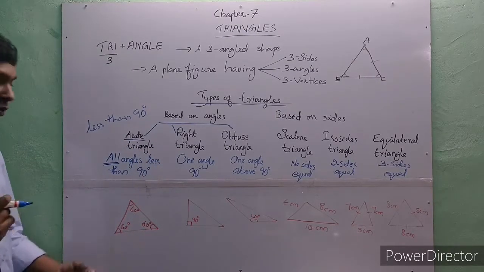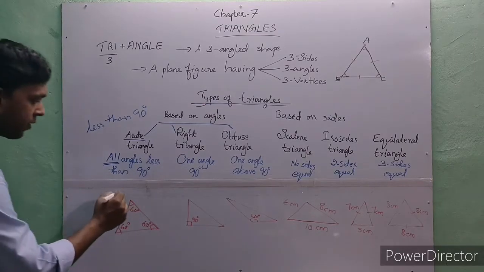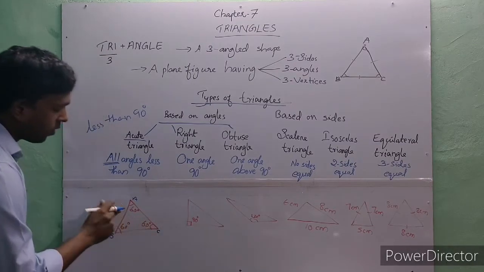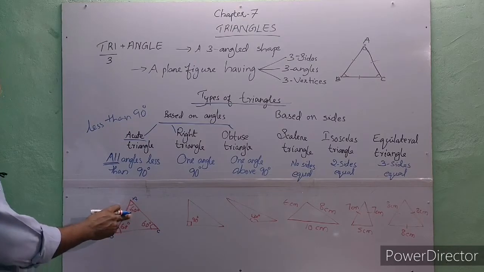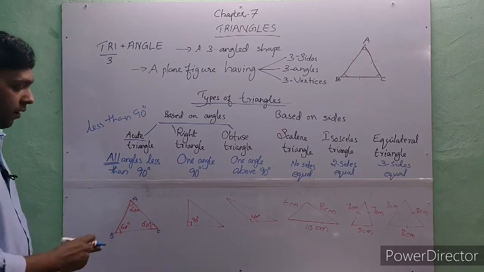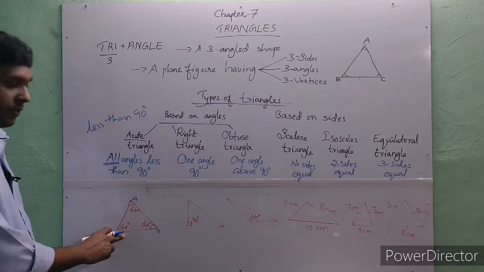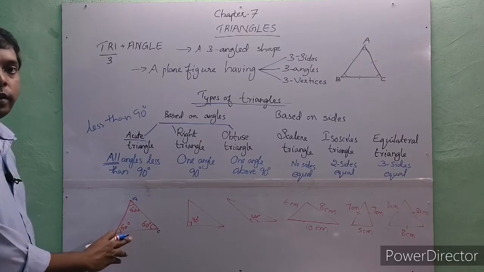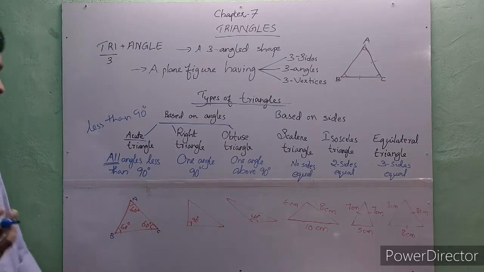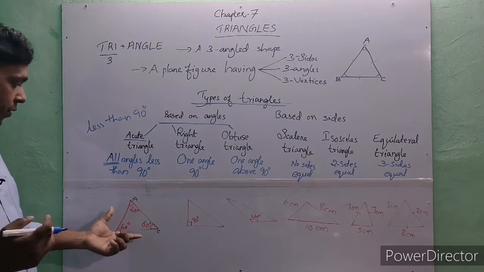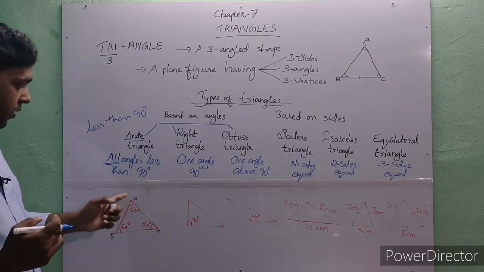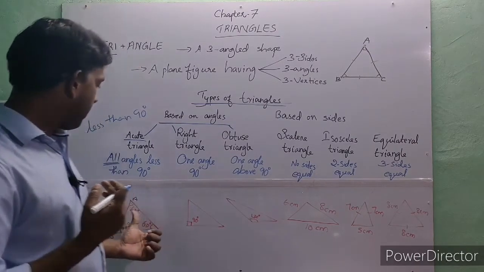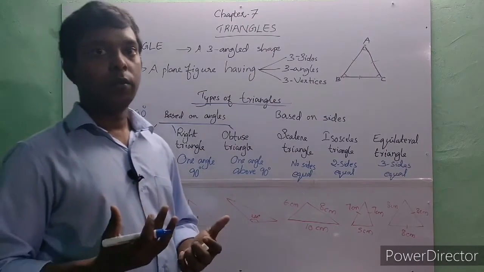To understand that, let's look at this picture. Let's consider this as triangle ABC. The angle A is 60, which is less than 90 degrees. Again, angle B is 60 degrees, again less than 90 degrees. Angle C is 60 degrees, which is also less than 90 degrees. So looking at this triangle, all of its angles are less than 90 degrees. Therefore, triangle ABC here is an acute triangle.